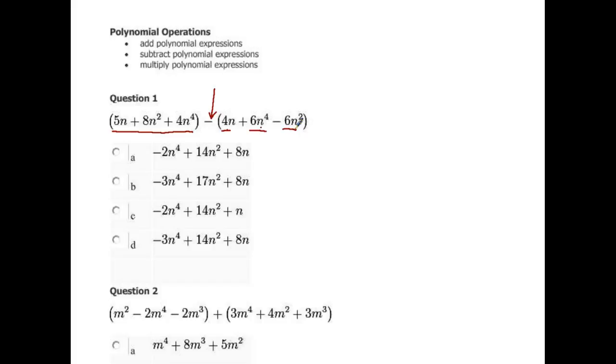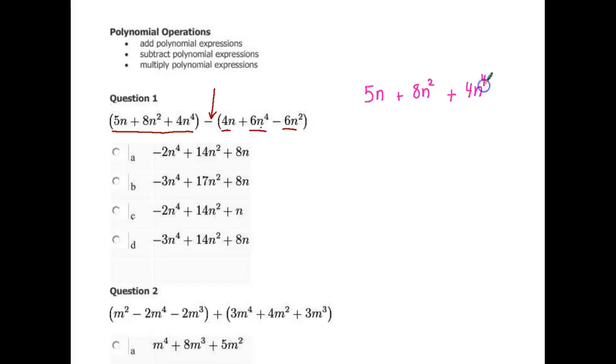So, let's line up polynomials, okay? If you are a visual learner, you would like to see things. So, you take the first polynomial, and we can do it from least to greatest or greatest to least power. It doesn't matter. In this case, we'll just do it from least to greatest since it's already done that way. So you have 5n plus 8n squared plus 4n to the power 4.